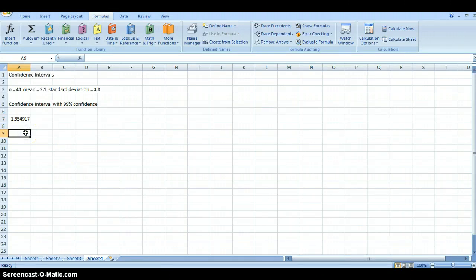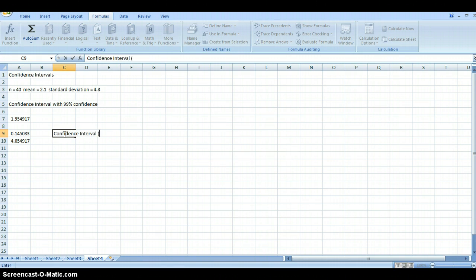So the first thing that you do is your mean is 2.1. So again, I hit equals to let Excel know that it's a formula, and we're going to do 2.1 minus, and I can just move using my arrows, I can highlight that one, and when I hit enter, it automatically drops that number in. And then we want to do 2.1 plus for the other end of our interval. And so you would say that your confidence interval would be from 0.15, if we're just going to use 2 decimal places, to 4.05.